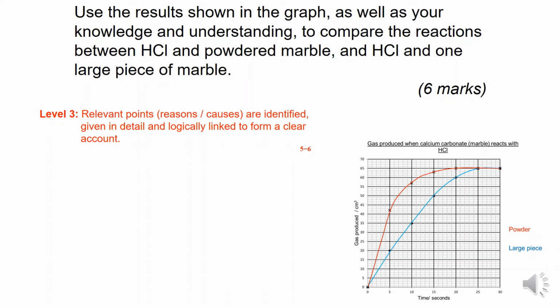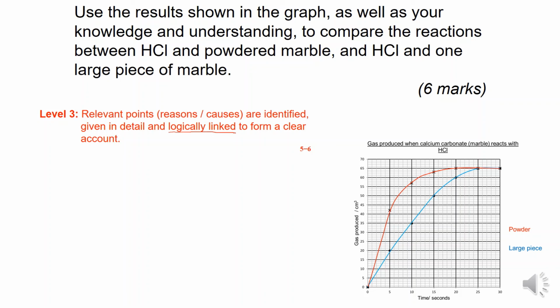Now, logically linked means that you've got to be thinking this through and your answer's got to make sense. It's got to progress from one idea to another. It can't just be random facts in any old order. So for a level 3 answer, we'd be looking for mentions of both HCl and powdered marble and the lump and HCl. We'd be looking for similarities and differences.